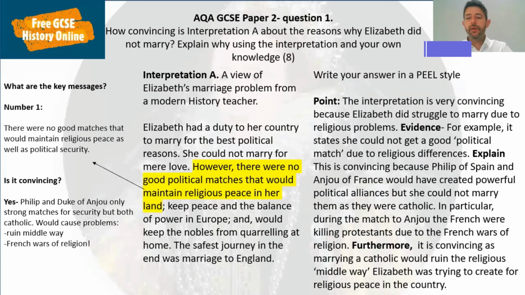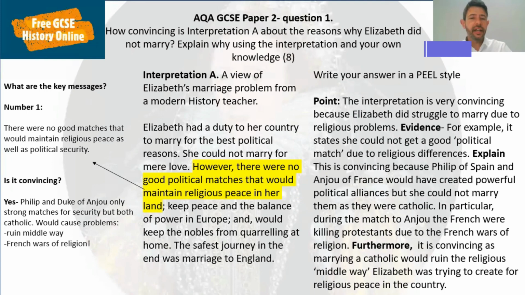So finally, furthermore, it is convincing as marrying a Catholic would ruin the religious middle way Elizabeth was trying to create for religious peace in the country. So I've now linked to the middle way. I feel maybe I could do a little bit more knowledge there, but I've got to also be timely in the exam. You can't spend your time explaining everything in lots and lots of detail. So there we are, there's an example paragraph for you.